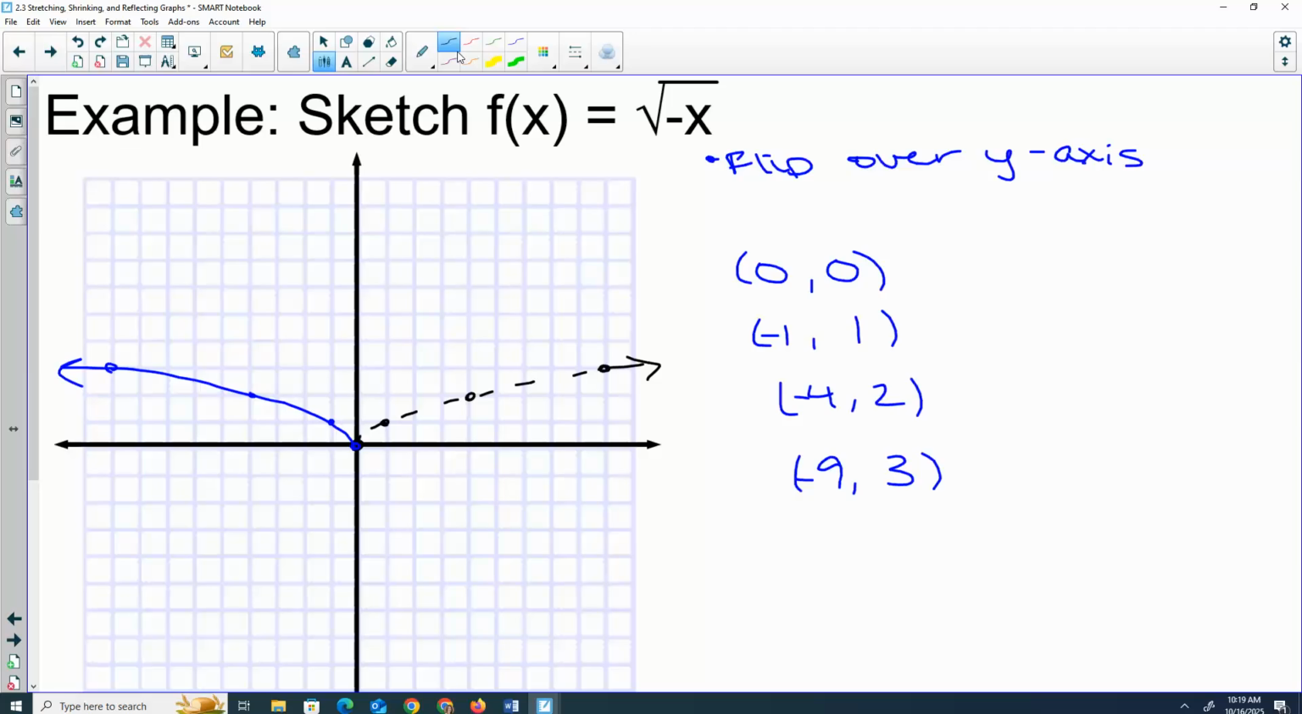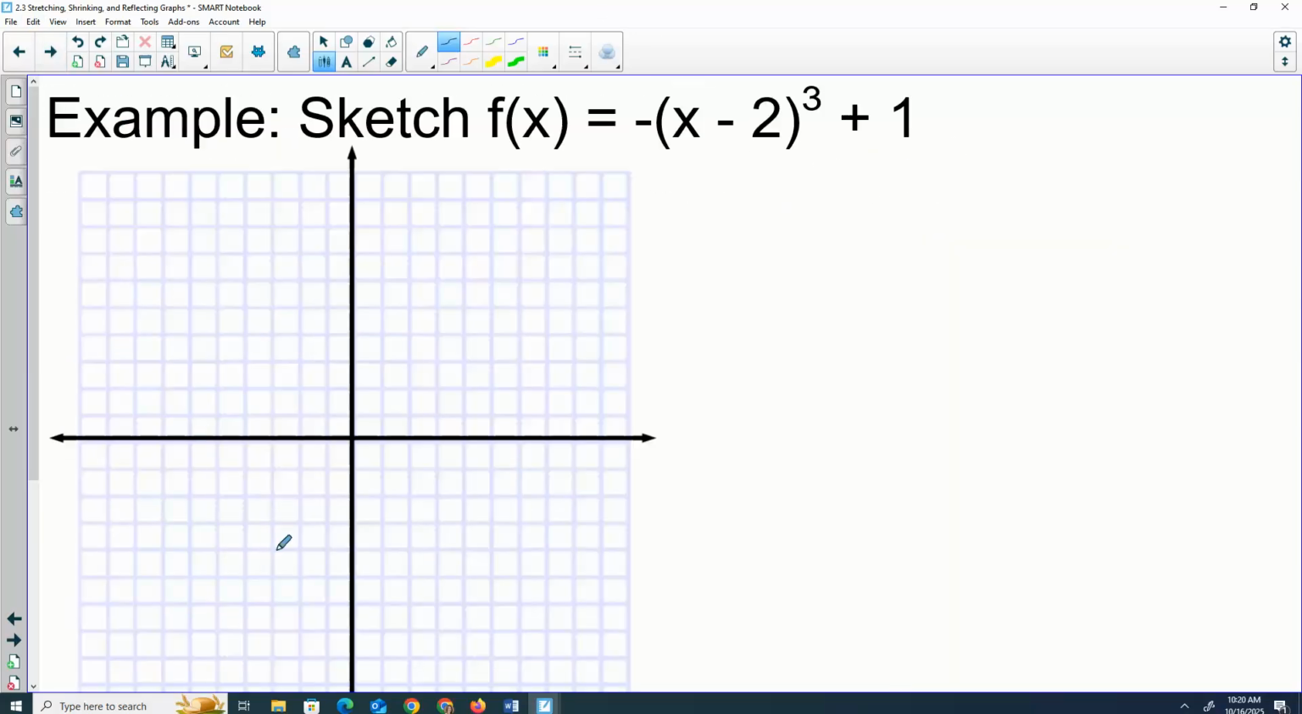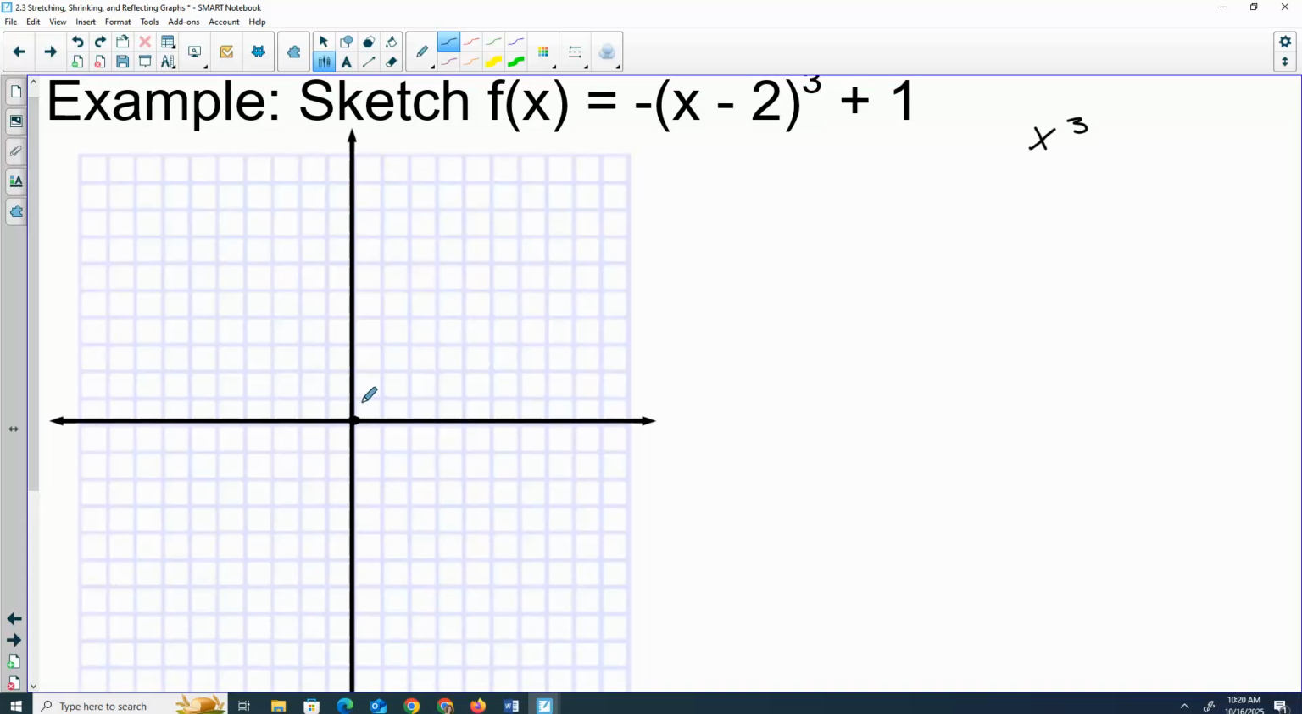Okay, so what I want to do now is some problems where everything is together. So we can have multiple transformations, yesterday's and today's. I'm going to skip that one. So, what's my parent function? So 0 cubed is 0. 1 cubed is 1. Negative 1 cubed is negative 1. If you wanted, you could do 2, 8, and negative 2, negative 8.